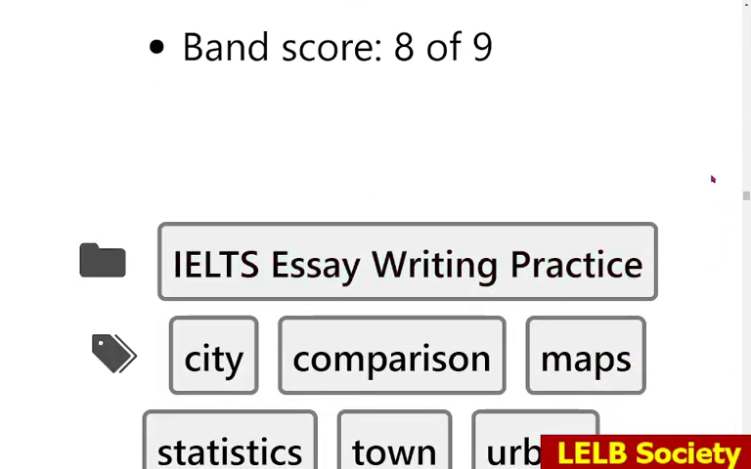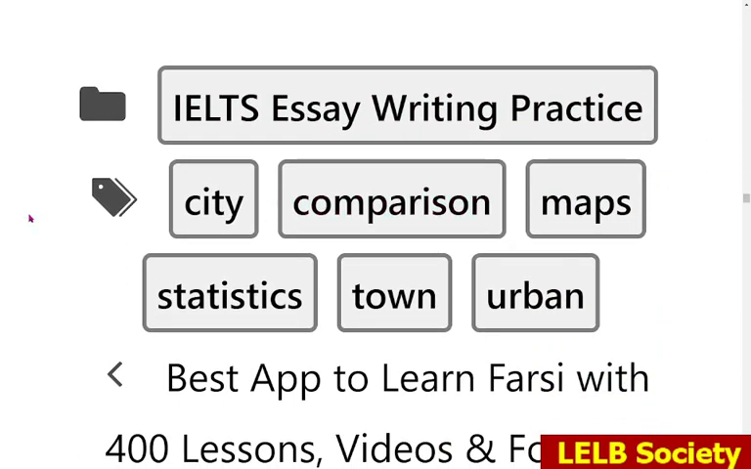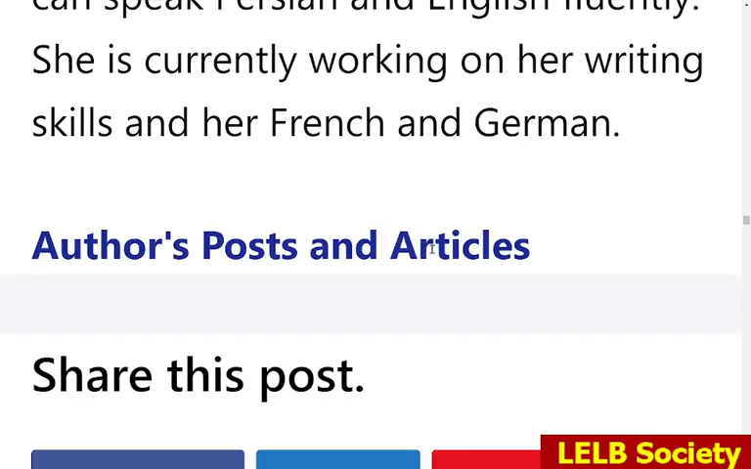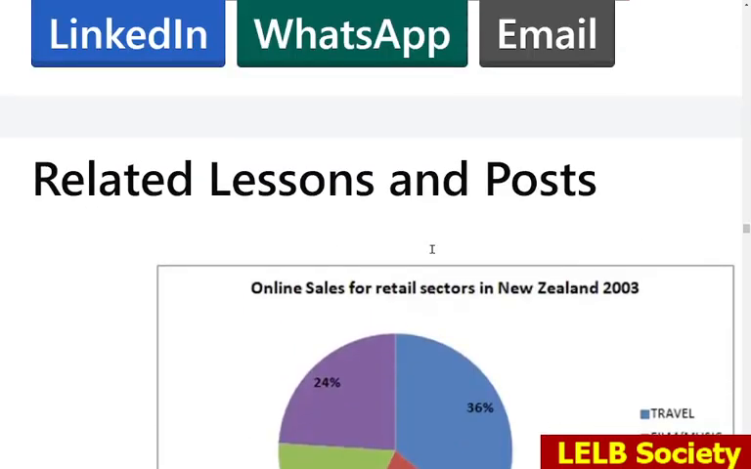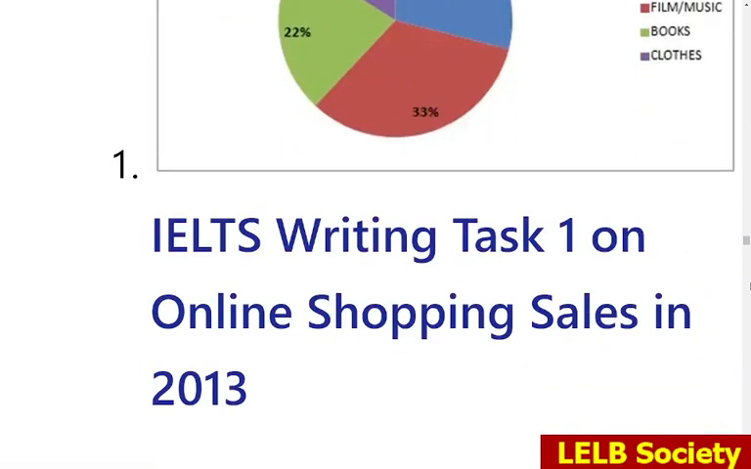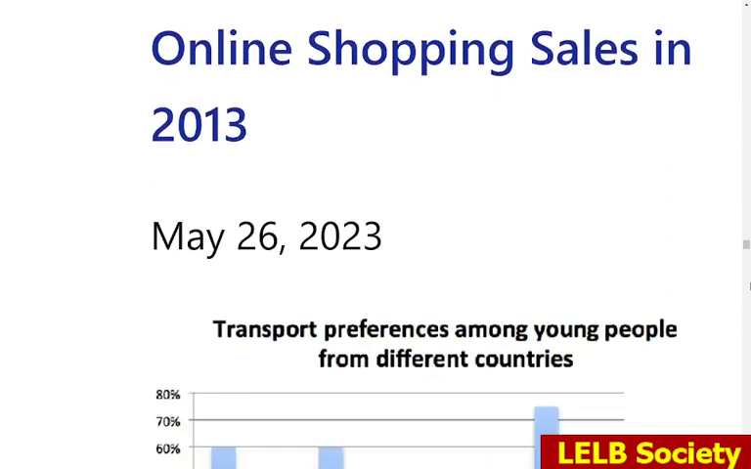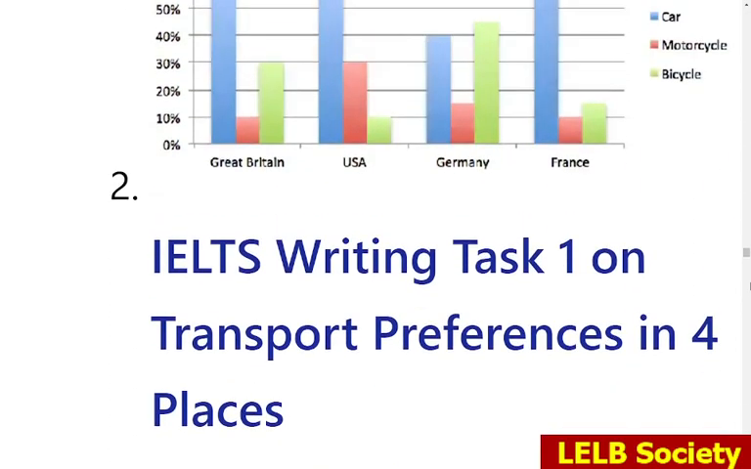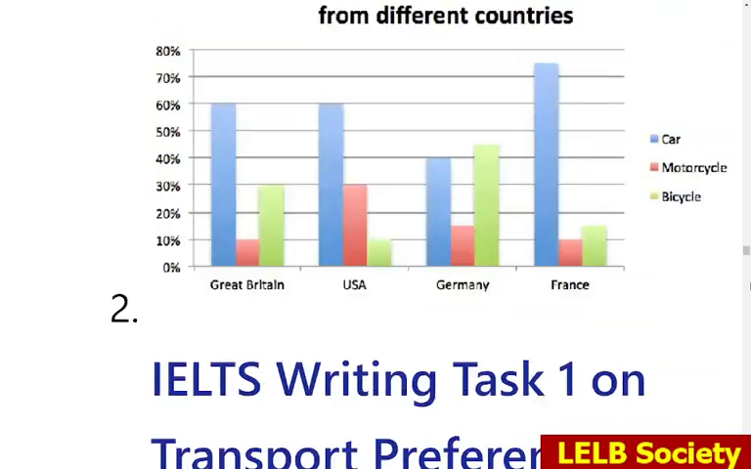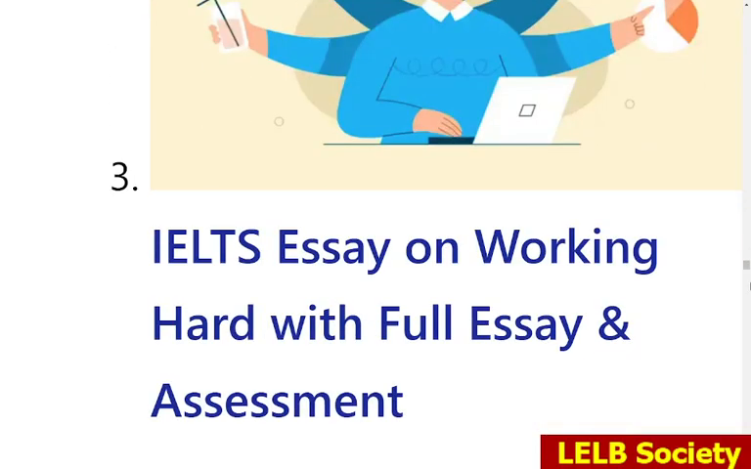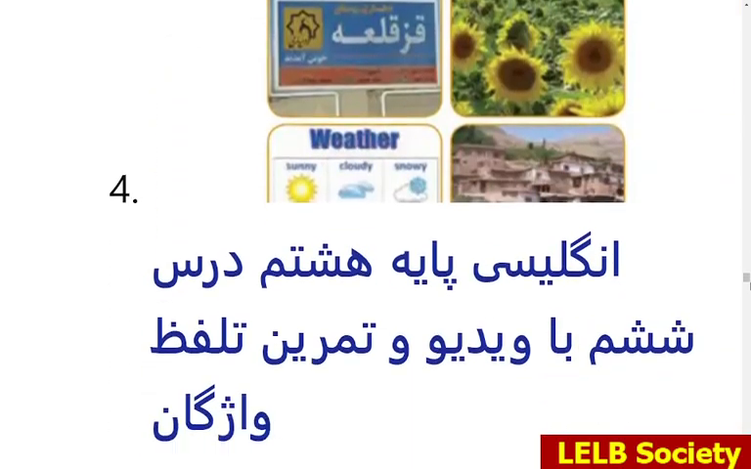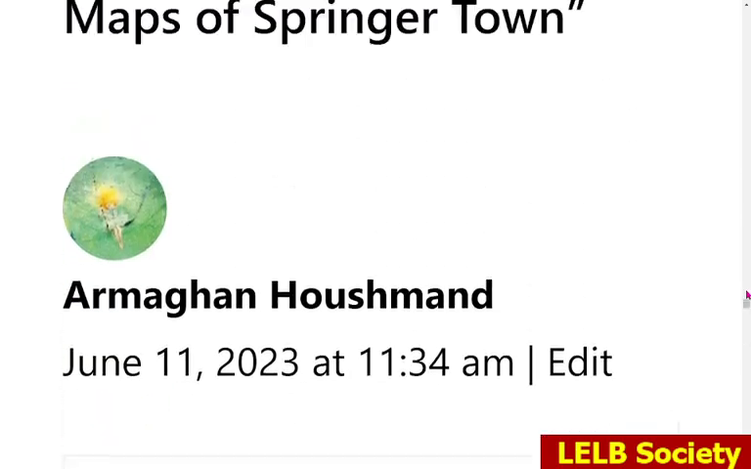So this report falls into the category of IELTS essay writing practice, and here are some keywords or tags: city, comparison, maps, statistics, town, urban. And let me show you some related lessons. Related lessons: IELTS Writing Task 1 on online shopping sales, IELTS Writing Task 1 on transport preferences, IELTS essay on working hard with full essay, and some other related lessons.